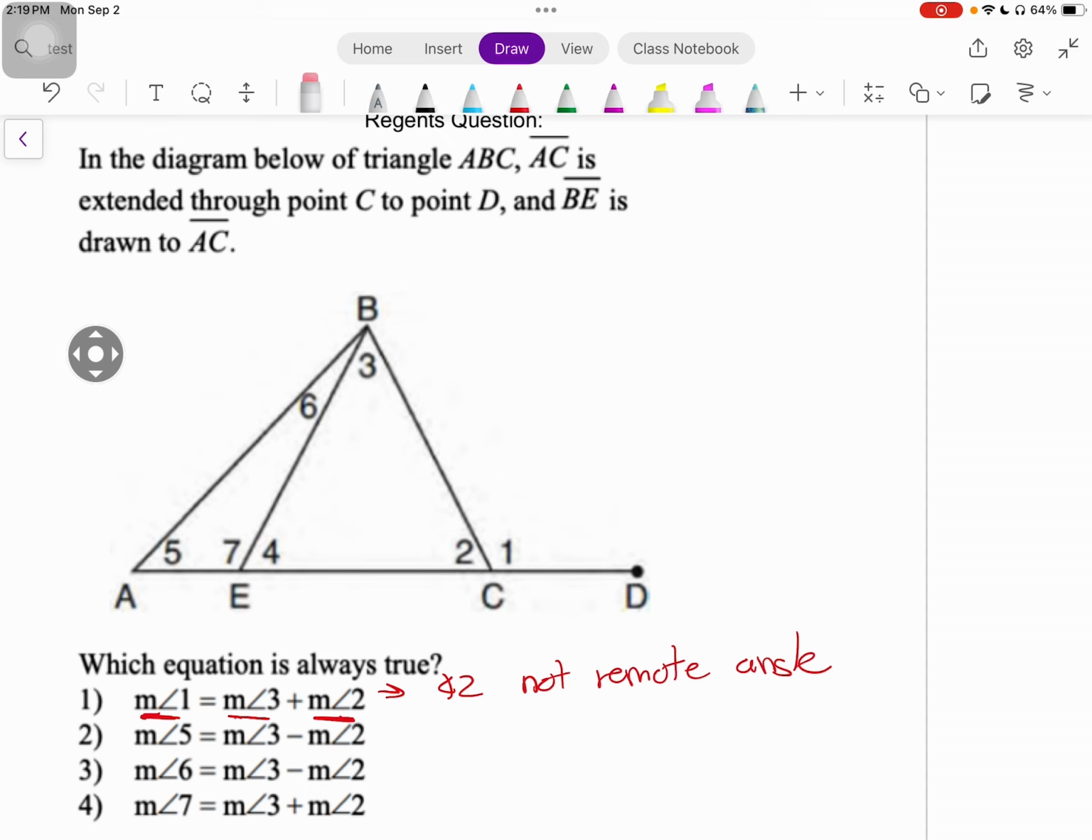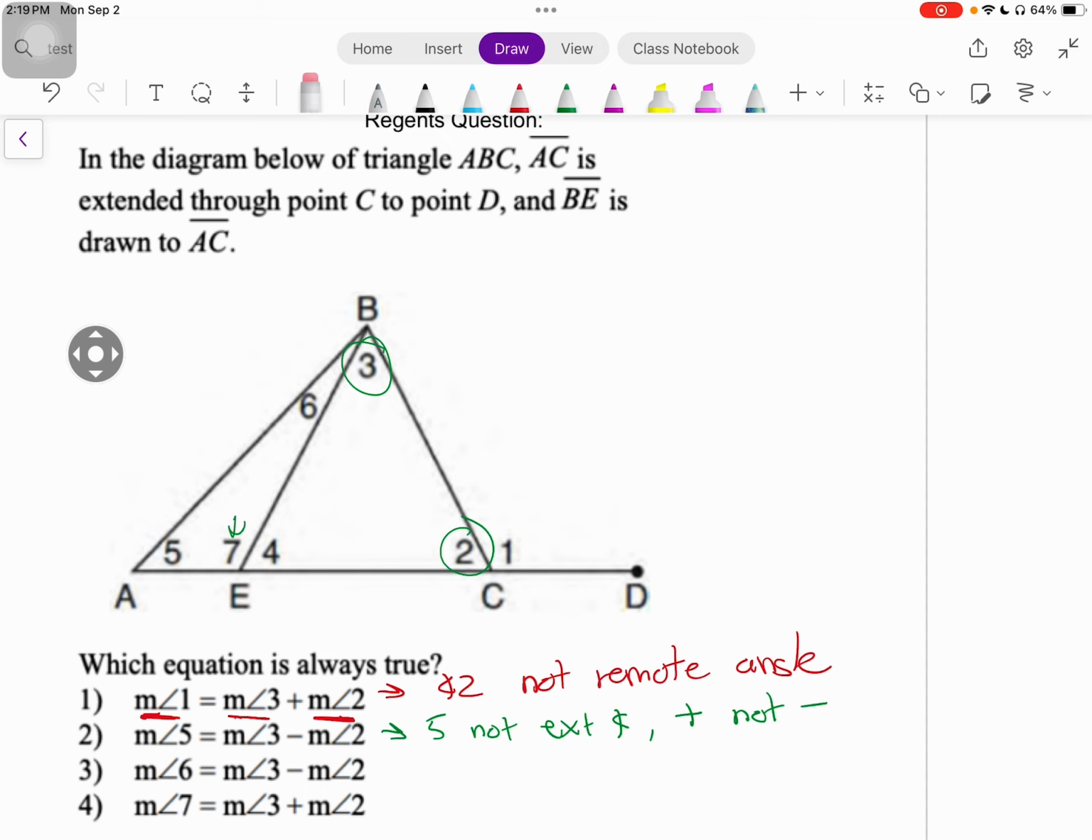Right? Let's see about choice 2. So we have angle 5, way out here, is equal to angle 3 minus angle 2. Well, we got two problems with this. The two issues is that 5 is not the exterior angle, and it should be plus, not minus. So the exterior angle of 3 and 2, if you look at the picture, and I'll try to draw it out separate when we get to that one, should be 7. So that's why that one's not going to be right.